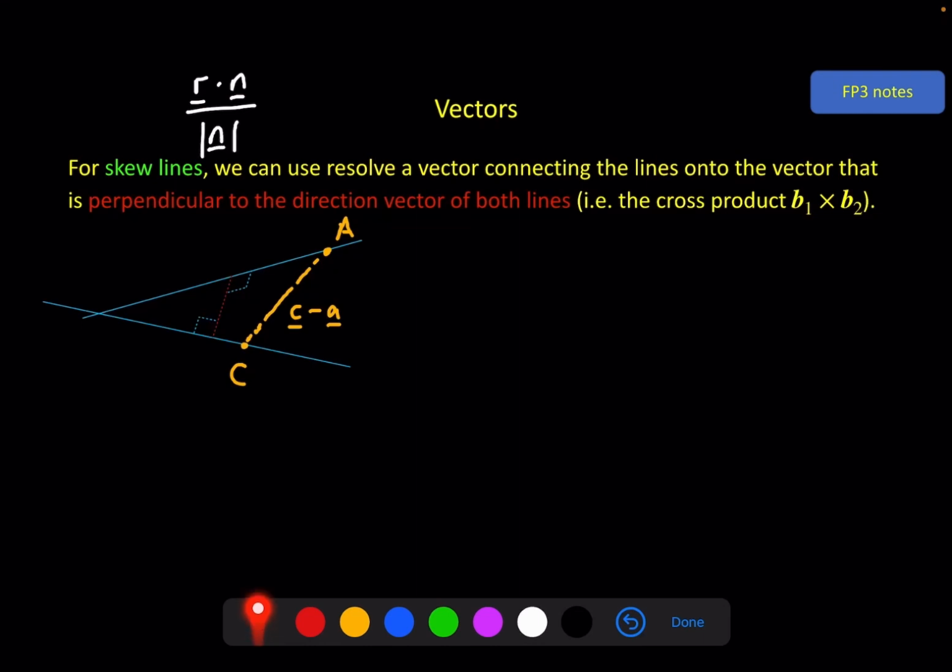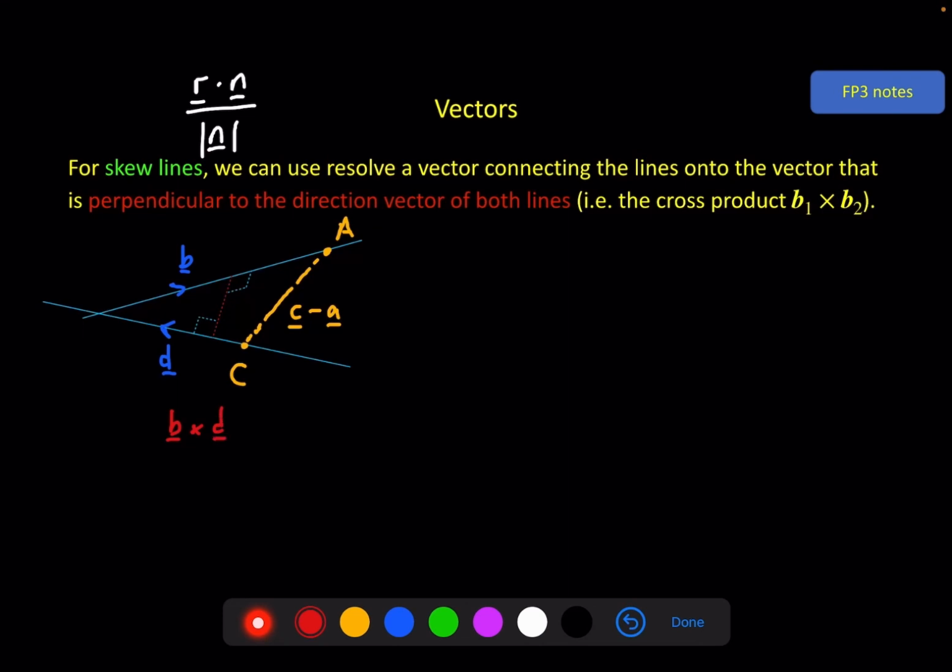But this time it is different because we're not trying to project it in this direction, and we're not trying to project it in this direction, we're trying to project it in this direction, the direction of the shortest distance. But we don't know that yet. What we know is it's perpendicular to this direction, which I'll call B, and it's also perpendicular to this direction, which I'll call D. And we do know how to find the direction of something that's perpendicular to two vectors. We can do the cross product. So the direction of the shortest distance is B cross D.